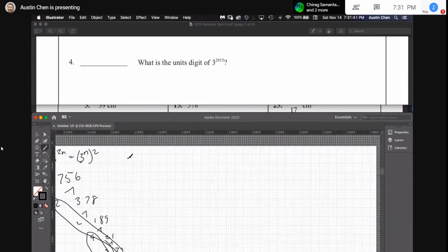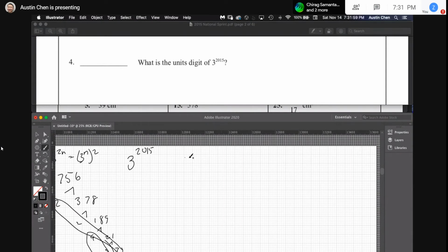Okay. What is the unit digit of 3 to the 2015? So we're going to have to use mod 10. We're going to look at mod 10, and we're going to look for periods of it, right?